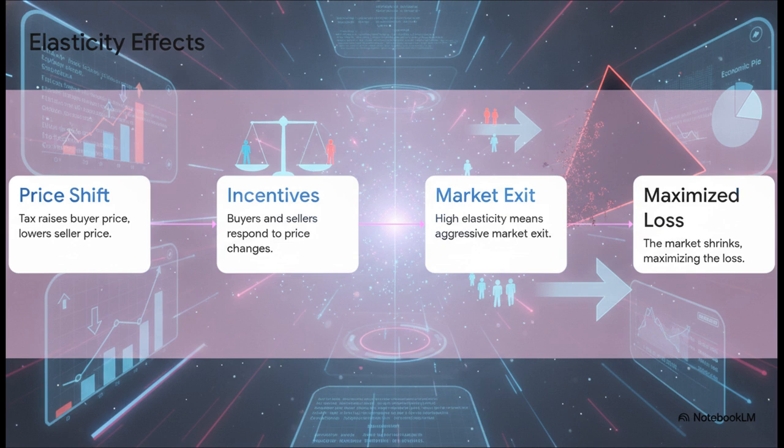The tax changes the price. Buyers and sellers respond to this new incentive. If elasticity is high, buyers and sellers just aggressively flee the market. They stop buying and they stop producing.